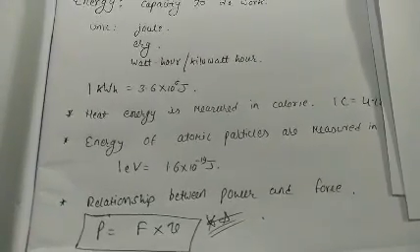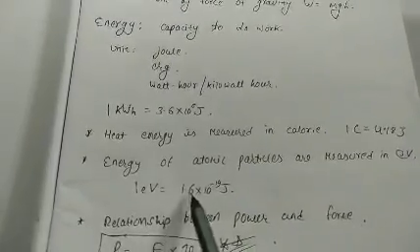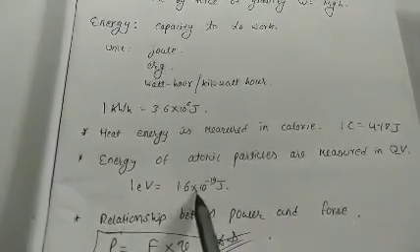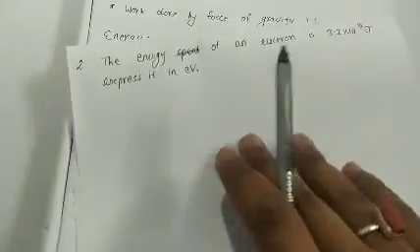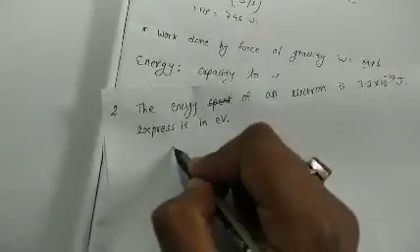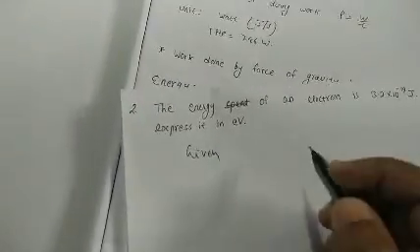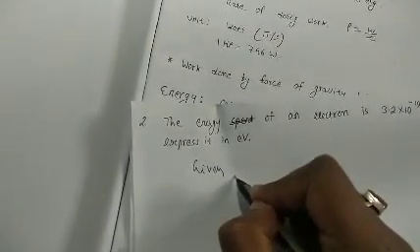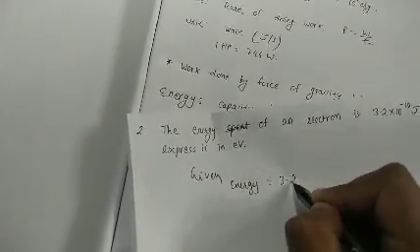Now we will be solving one problem keeping this formula in mind. One example numerical for this formula. The question is: the energy of an electron is 3.2 into 10 to the power minus 19 joule. Express it in electron volt. Alright, so let us first write the given. The energy equals 3.2 into 10 to the power minus 19 joule. What we have to find out is the energy in electron volt.